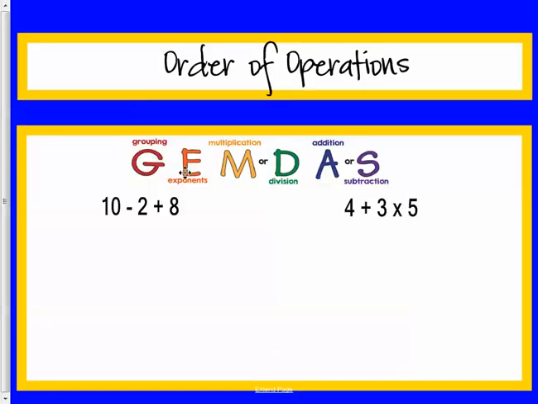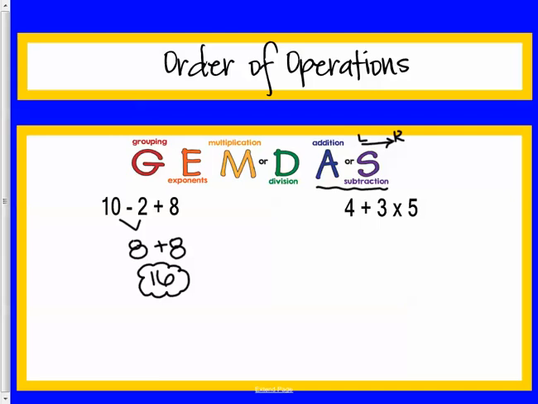Okay, so just so we have these here for us to look at, we're going to first look at the expression 10 minus 2 plus 8. So I see a subtraction and an addition, which are in the same step. So which comes first? Well, it's always from left to right. So in this case, we are going to subtract first. 10 minus 2 is 8. Bring down the rest of the problem. 8 plus 8 is 16, and we're done.